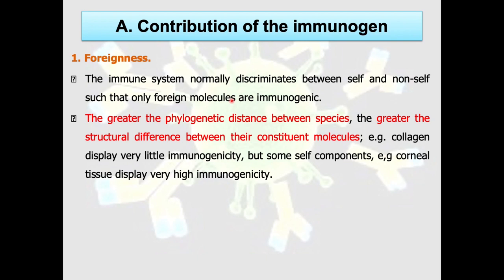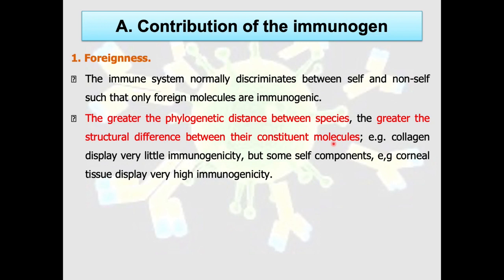And the greater the phylogenetic distance between species, the greater the structural difference between their constituent molecules. So it means that even though you come from the same species, you can have a different phylogenetic distance. Say you come from the same mother, then you evolve, and even though you come from the same species, your phylogenetic tree is very far. So the greater the structural difference between their constituent molecules, the better the immunogenicity.